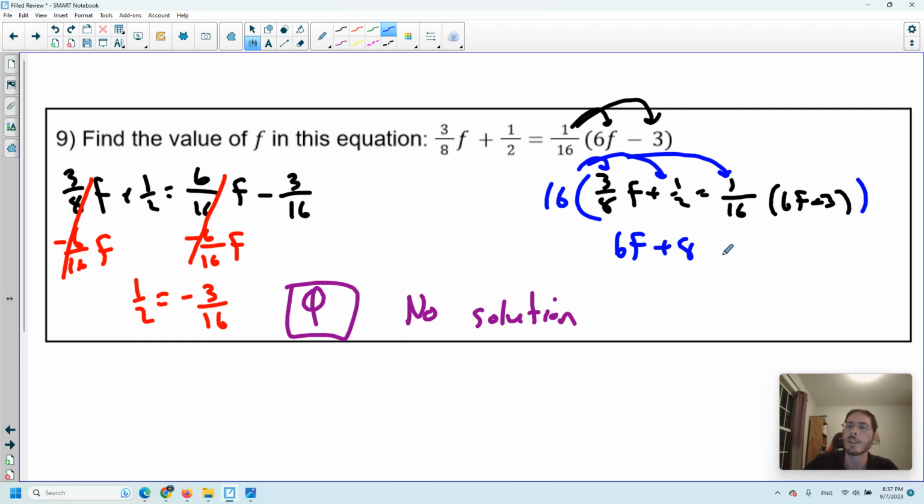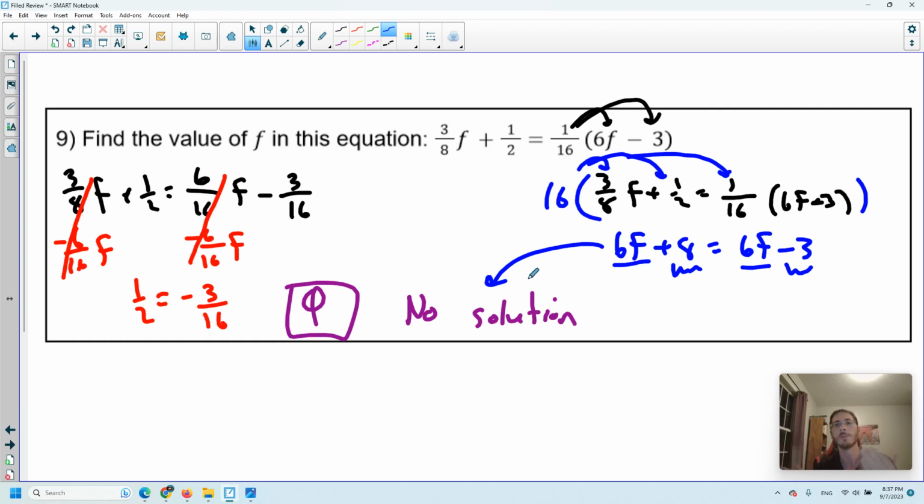16 and 1/16 end up canceling out, so we get 6f minus 3. And we can see, like we said on the previous one, I've got the same f's, but I've got different numbers. And same f's and different numbers means no solution. So again, I don't need to solve everything out. But again, it's another one that's cool because there's two ways that you could do it. And whichever way you feel more comfortable with is the way you should do it.